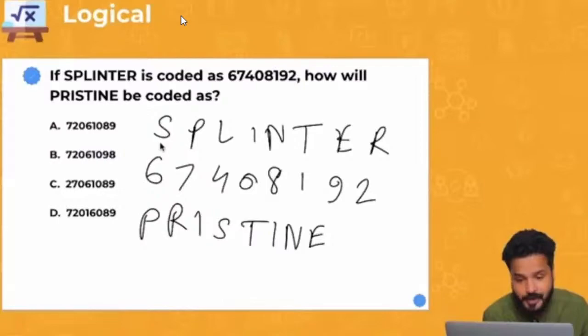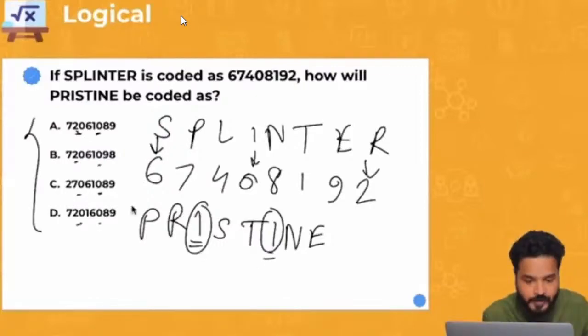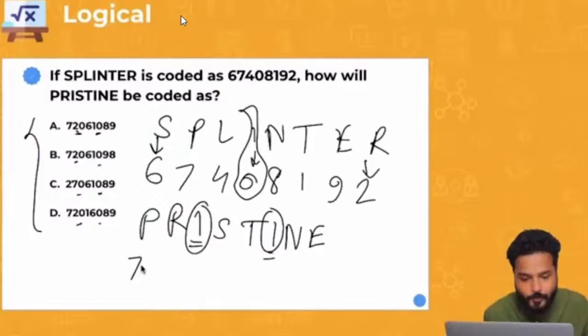So let us say pristine, right? In pristine, the third and the sixth positions are both I. And when we see the options here, the third and the sixth positions are all 0. And when I see here I, it is also 0. Got the idea? So how would P be written then?